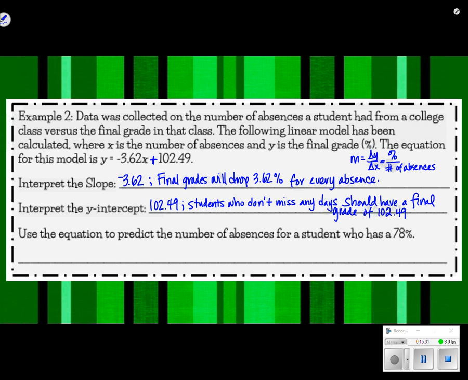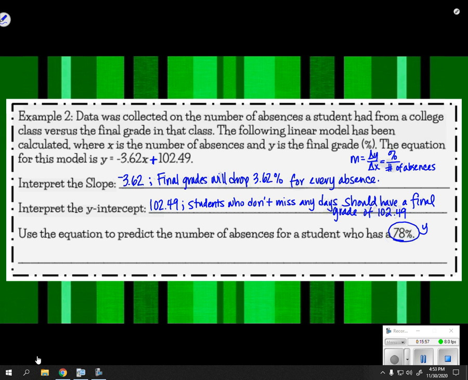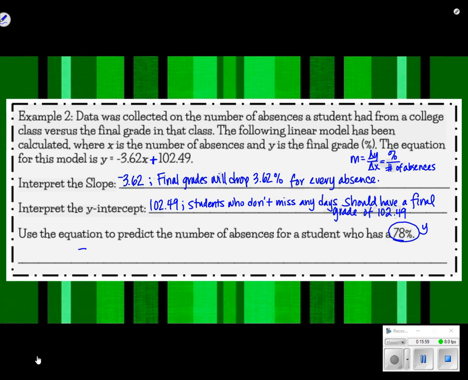All right, so then now we're going to predict the number of absences for a student that has a 78%. This is a y value. So we're going to plug that in for y, and we're going to have to solve for x. Didn't give you a whole lot of space, so we'll have to make do. So we've got 78 equals negative 3.62x plus 102.49. So we're going to subtract 102.49.